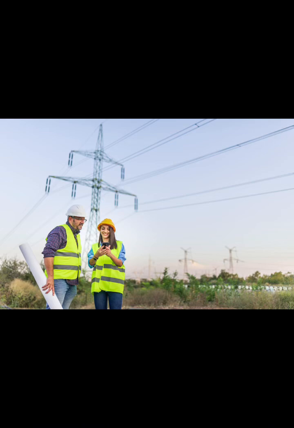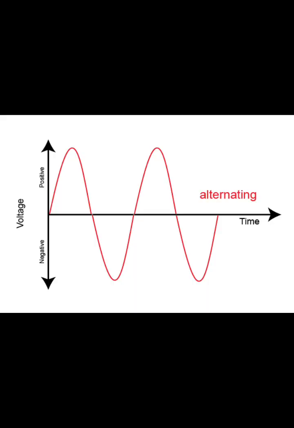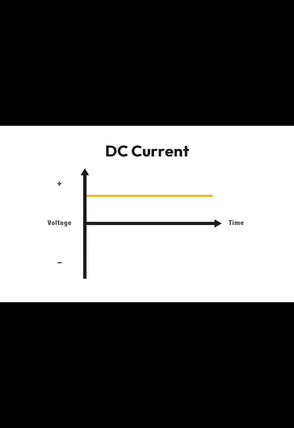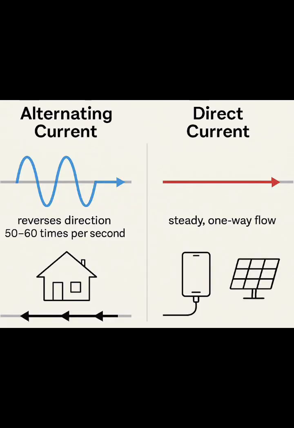So, let's quickly summarize everything. AC stands for alternating current and changes direction continuously. DC stands for direct current and flows in one direction. AC is used in homes and power systems, while DC is used in batteries and electronic devices.